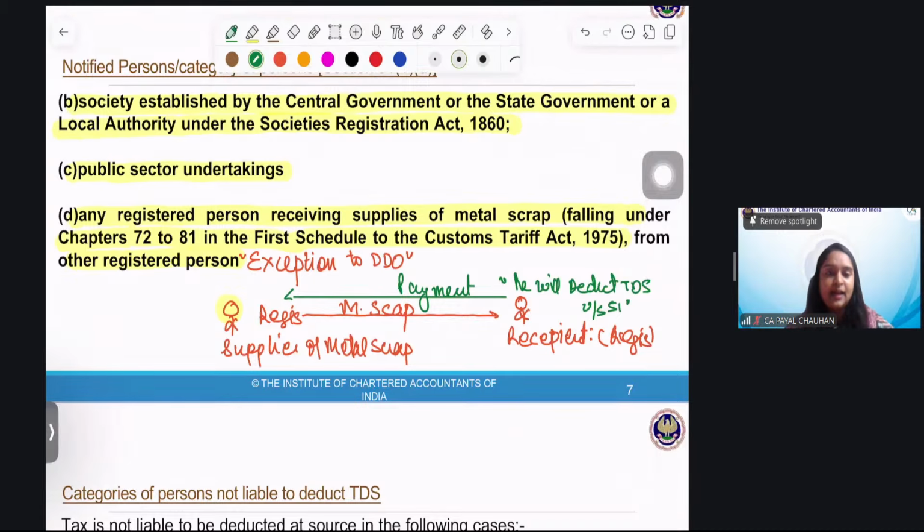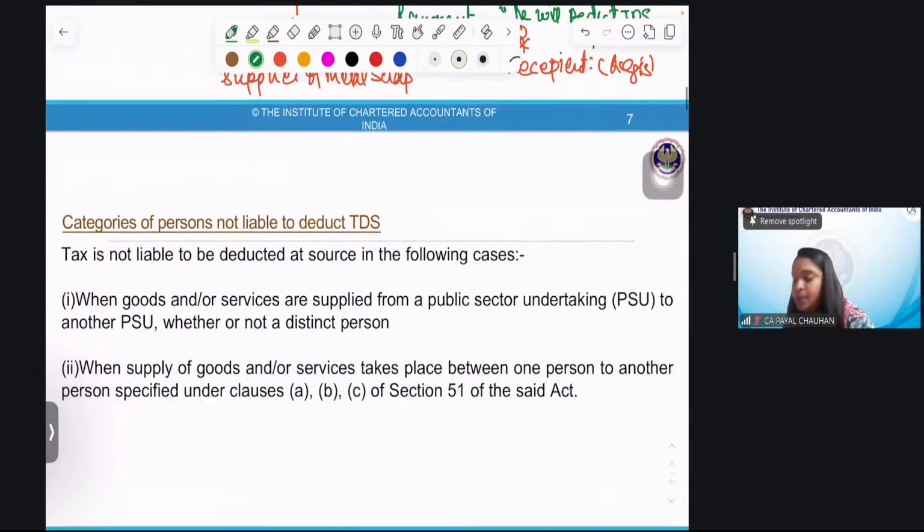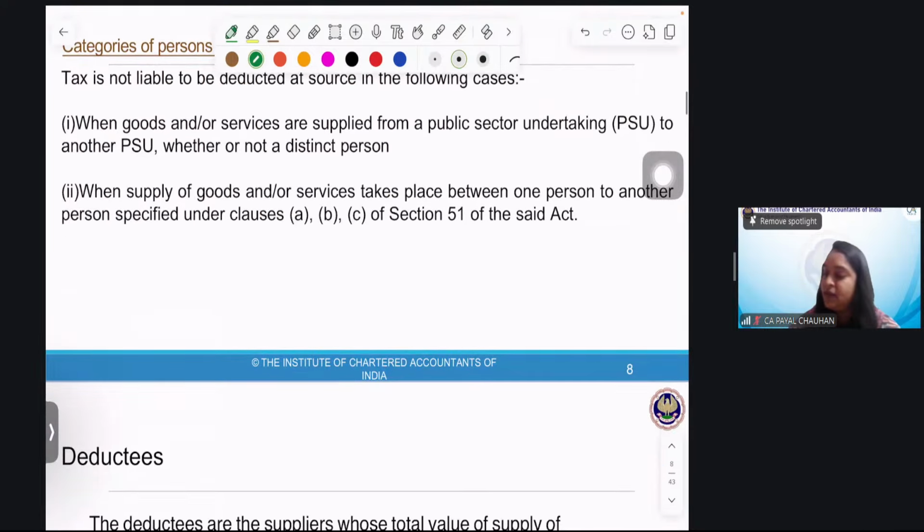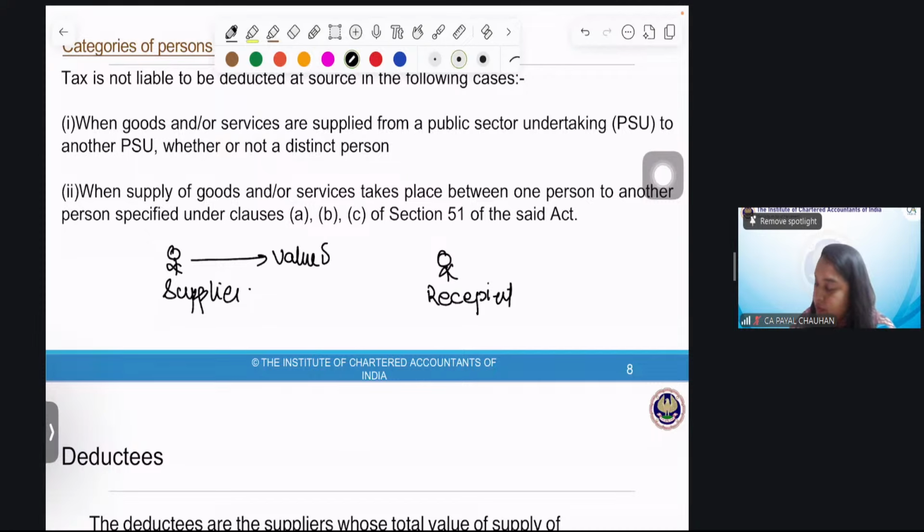Now I'll ask you some questions. You people need to answer, right? I'll ask you some questions before going to the further reading portion. See, I am a supplier, and he is a recipient. The value of supply is 3 lakh.